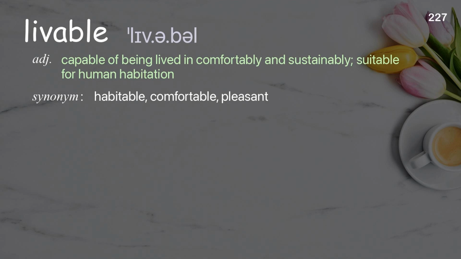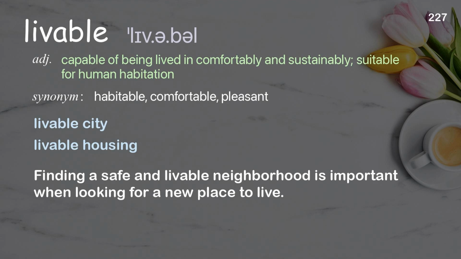Livable. Capable of being lived in comfortably and sustainably, suitable for human habitation. Examples: Livable city. Livable housing. Finding a safe and livable neighborhood is important when looking for a new place to live.